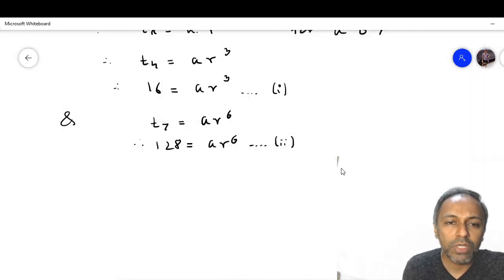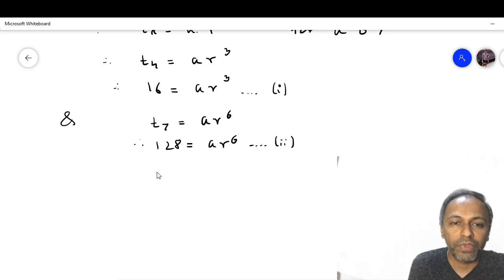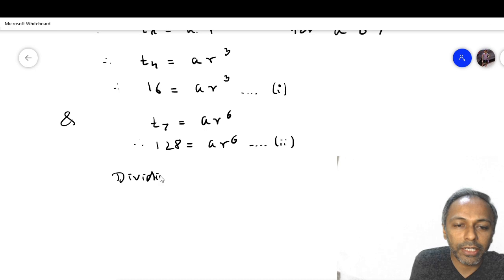We have got two unknowns and two equations. Subtraction will not help, division can help you. Let us therefore divide equation 1 and 2. So we can write, dividing 1 and 2.